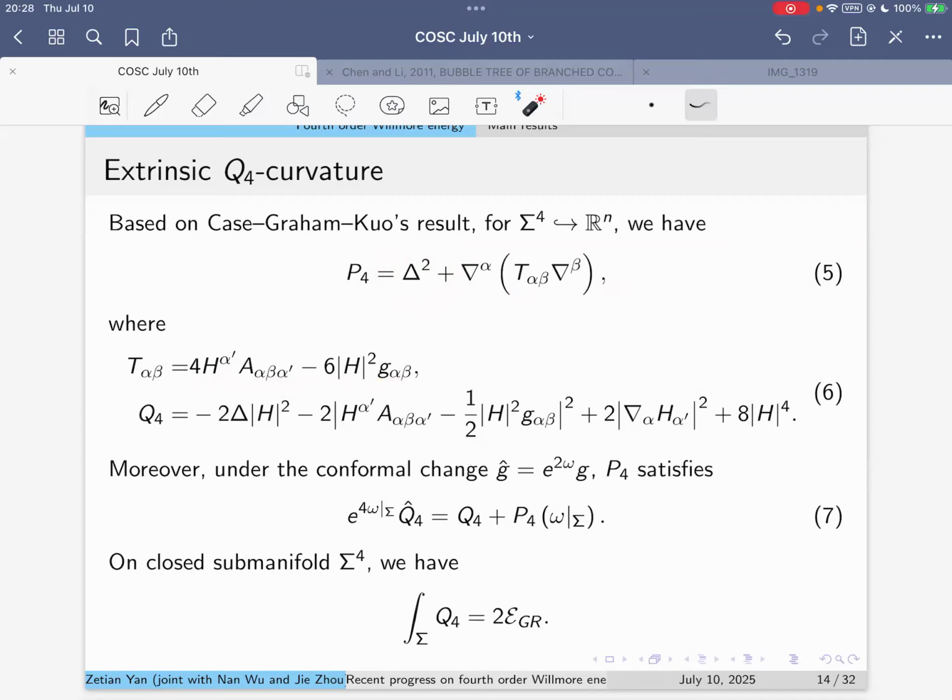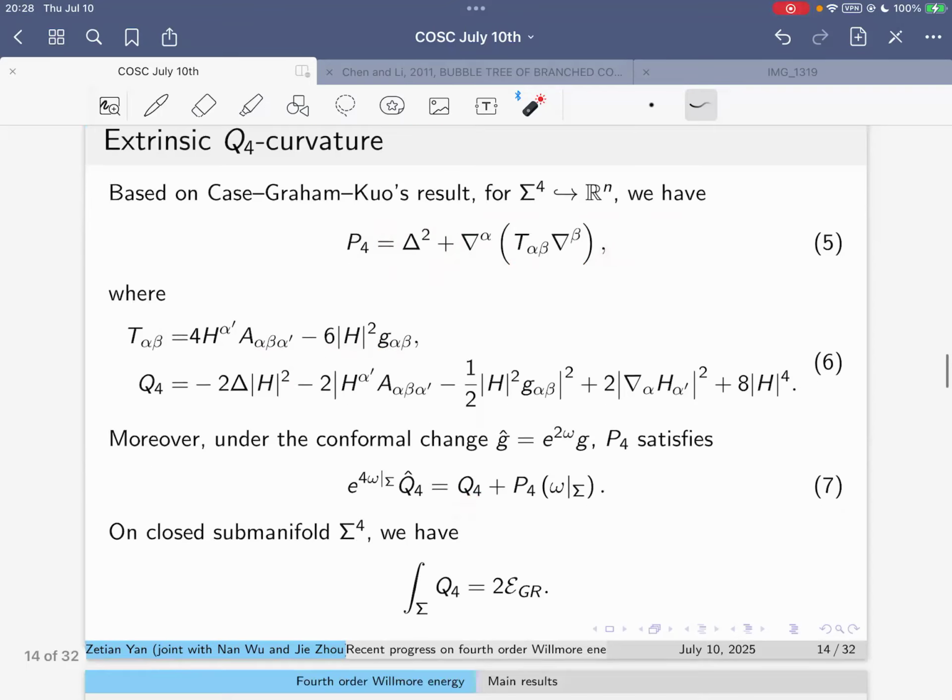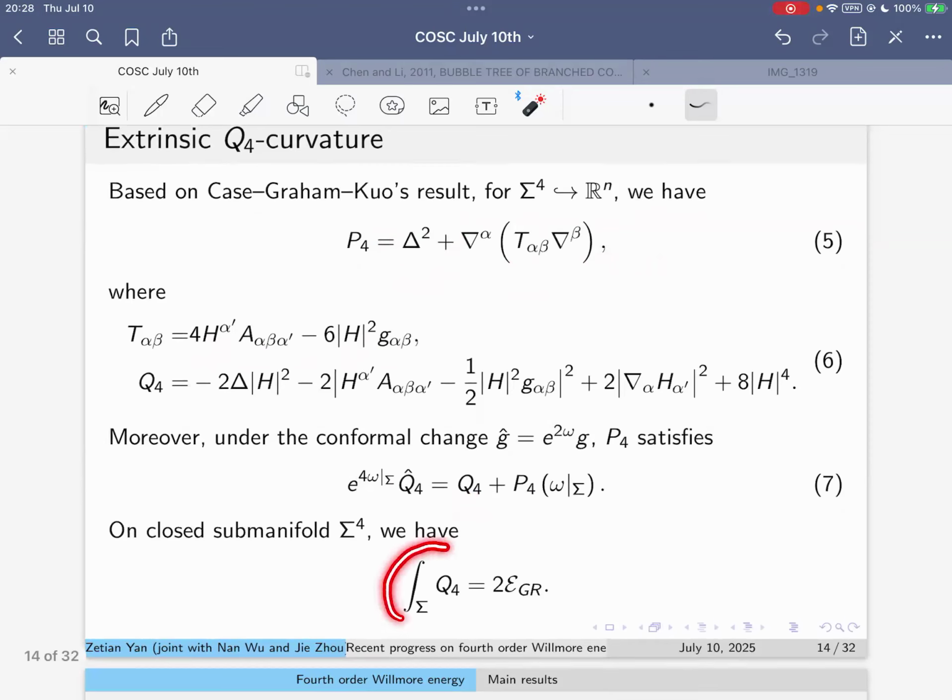And the constant term is exactly the extrinsic Q curvature. When we take the integral, the total Q curvature is exactly 2 times the Willmore energy. So you can see that, let me write down here, if you consider the inversion, so compose with the inversion, you will see that the conformal factor of this new metric under the inversion is given by this conformal factor.